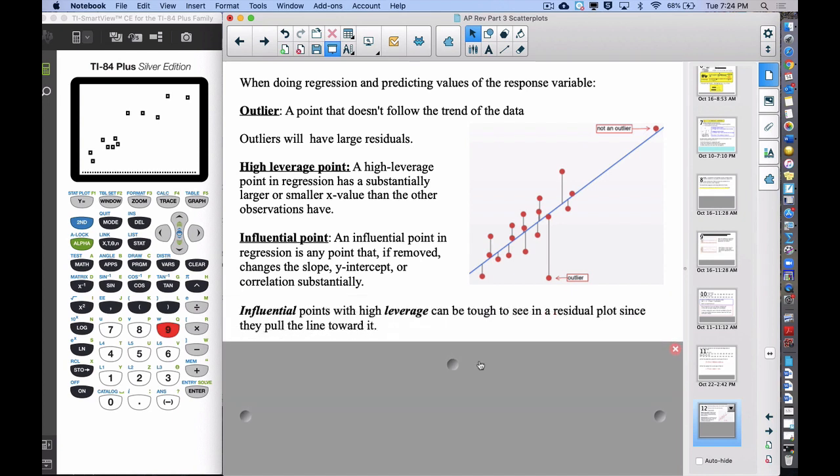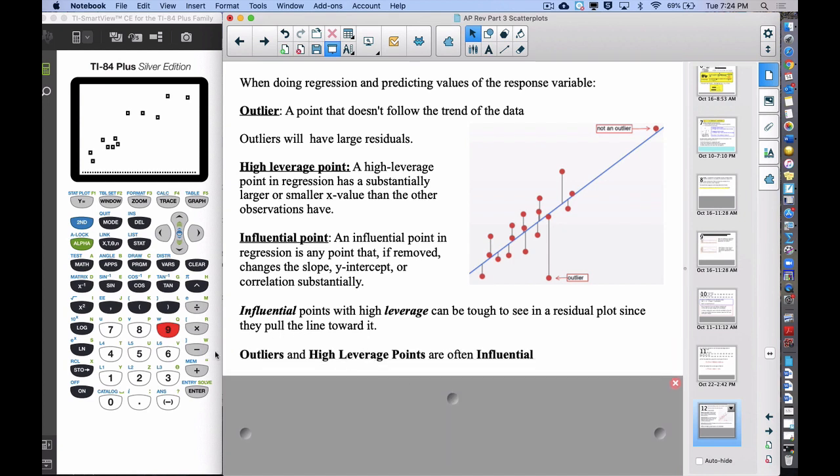And the bottom line is that influential points with high leverage, which is what this would be, can be tough to see in a residual plot because they tend to pull the line toward it. When we crunch out these numbers, the best fit line is trying to factor this in, and since it's so much further away, it tends to steer the line over here. So if we just use the residual plot, you can't really see that it's different than the rest of these. We really do need to look at the x distance for high leverage points.